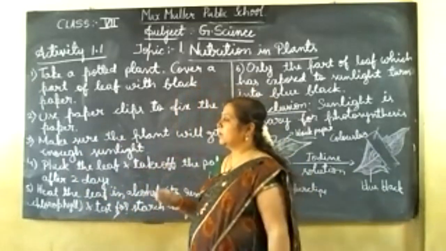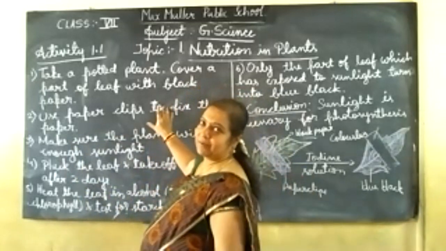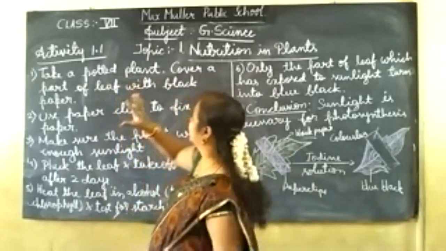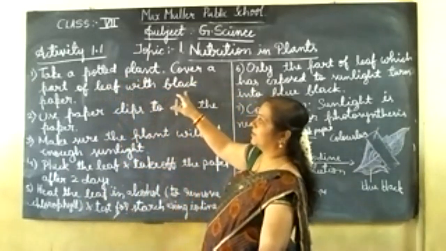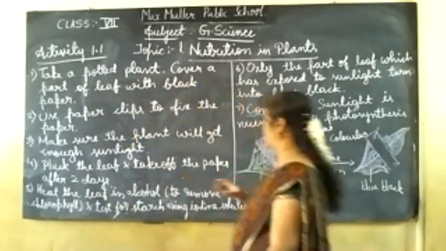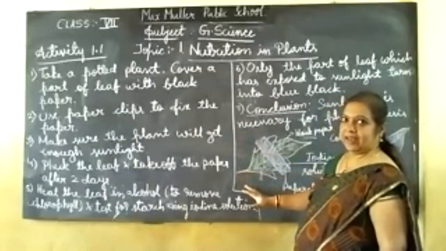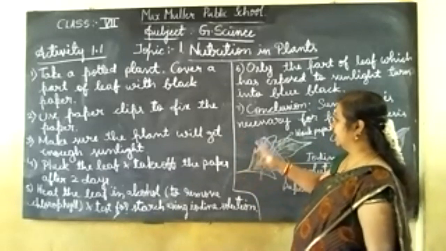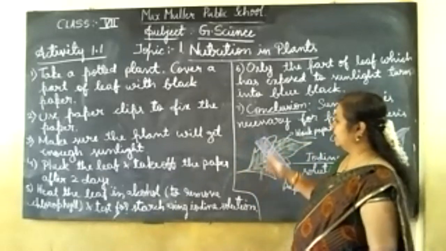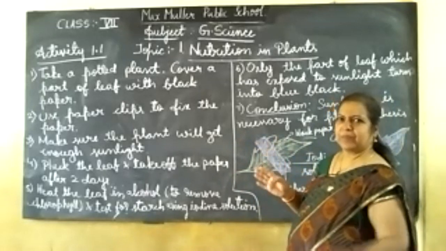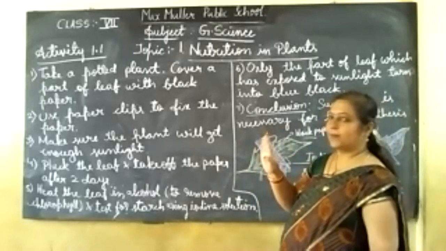Now, how to perform this activity? Take a potted plant. One plant only is enough. Cover a part of a leaf with black paper. One plant will be there along with the leaf. We have selected one leaf and we have to cover it with a black sheet of paper. Any thick, small black paper sheet will do.